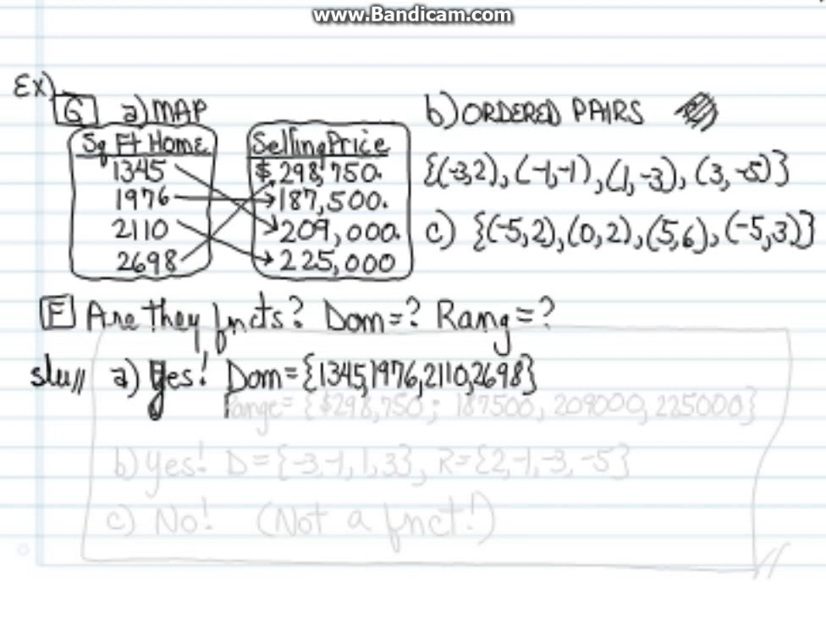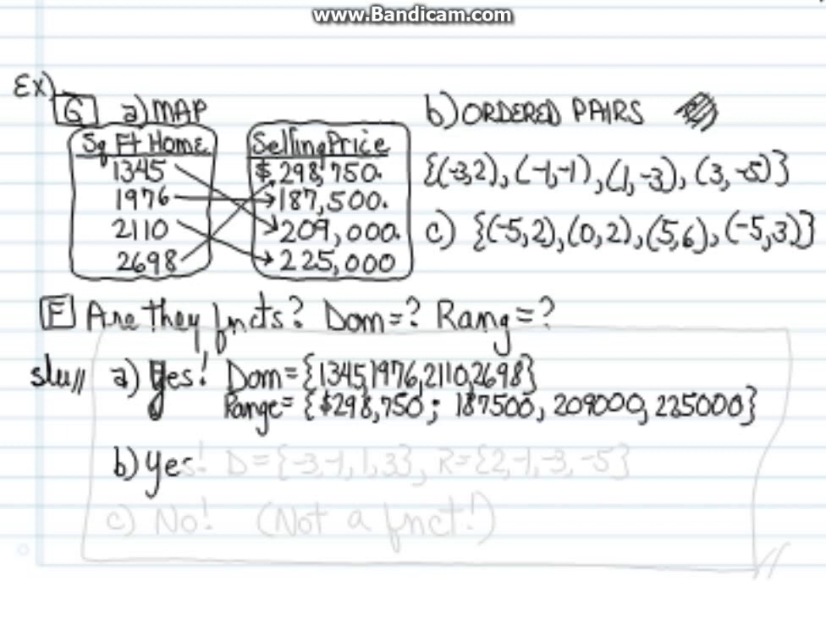Okay, now let's answer the range. The range is a list of all of the prices of these houses. Any order, it doesn't matter how you list them: $298,750, $187,500, $209,000, $225,000. Okay, I put commas in between the prices, and that's it.